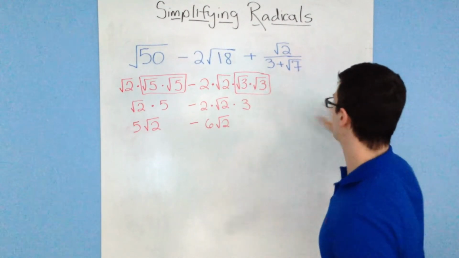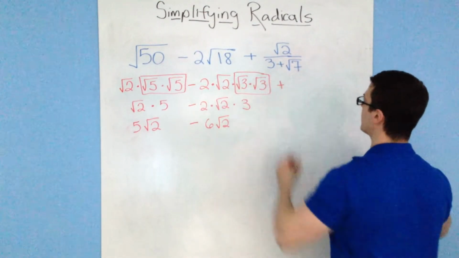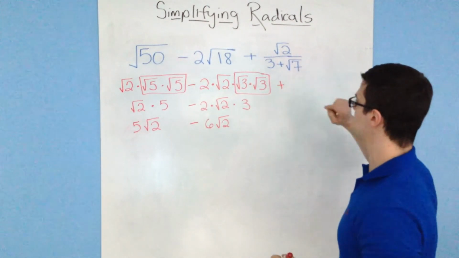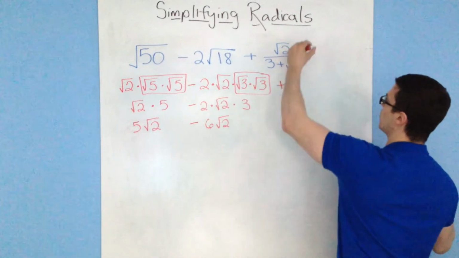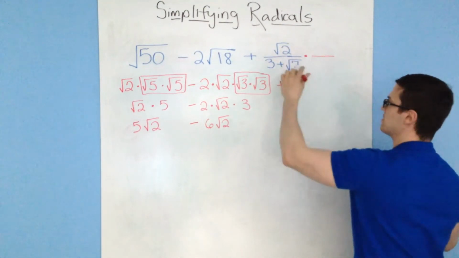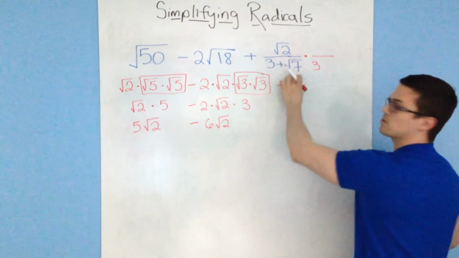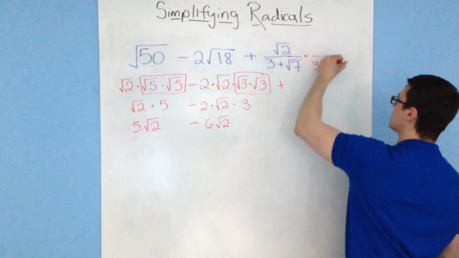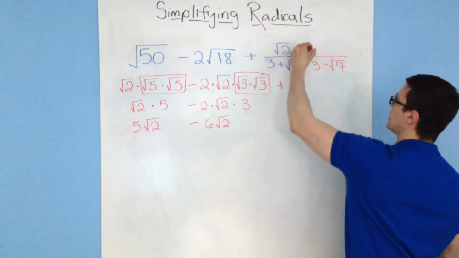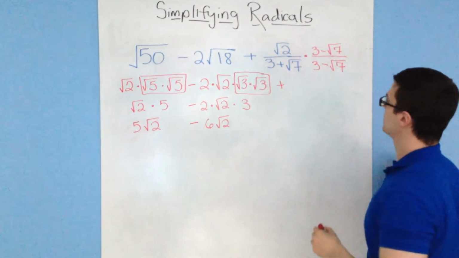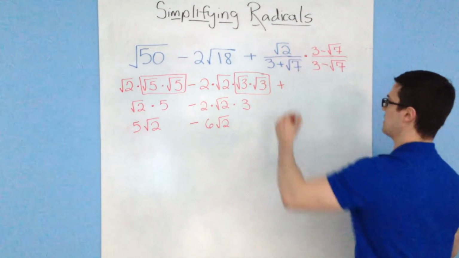Now I'm going to do this last one right here. We have the square root in the denominator, which we are not able to have. So to get rid of this, we're going to need to use the conjugate. I'm going to multiply the numerator and denominator by the conjugate of this denominator. So instead of 3 plus the square root of 7, it's going to be 3 minus the square root of 7. So 3 minus the square root of 7 for the denominator, and 3 minus the square root of 7 for the numerator.